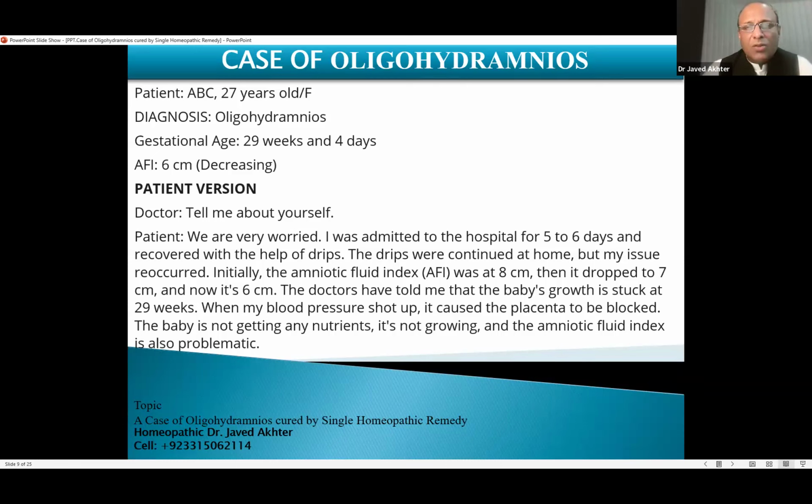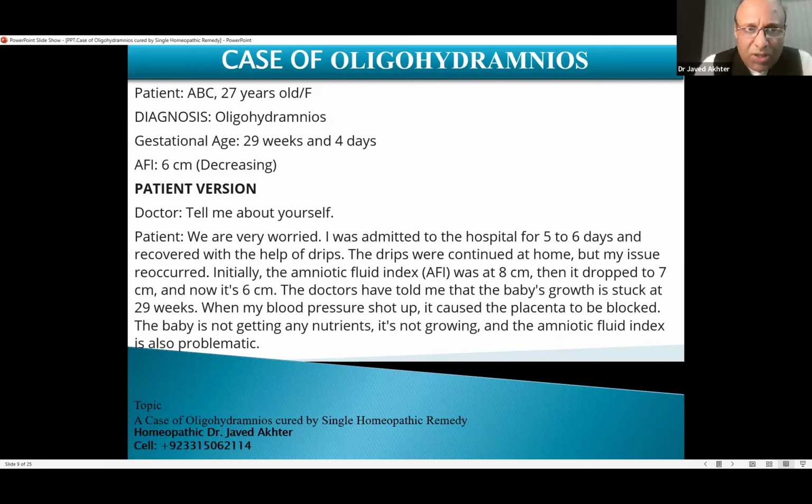So the patient is a 27-year-old female. Her diagnosis was already made: oligohydramnios. Gestational age 29 weeks and 4 days. AFI 6 centimeters, that is decreasing.